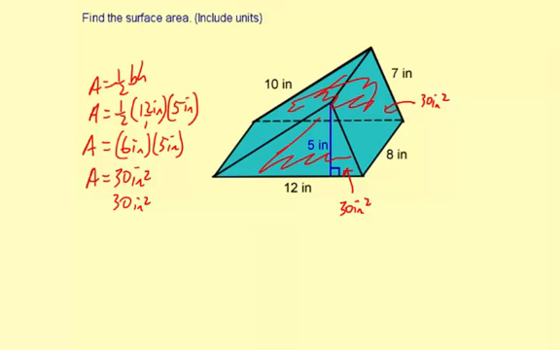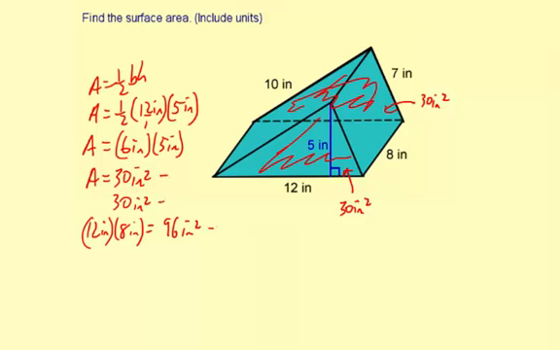Okay, now let's look at this bottom part. Now the bottom isn't necessarily the base. The bottom in this case is a 12 inches by 8 inches rectangle. So that area is going to be 12 inches times 8 inches, and that is 96 square inches. So far we have 30, 30, and 96.